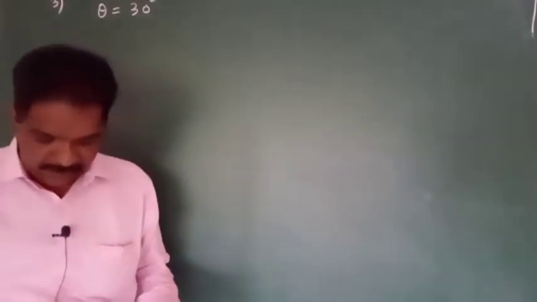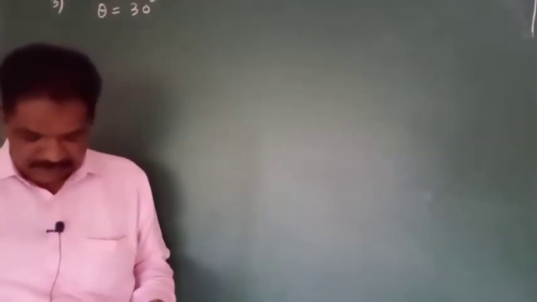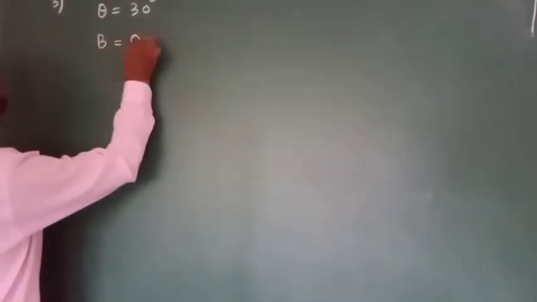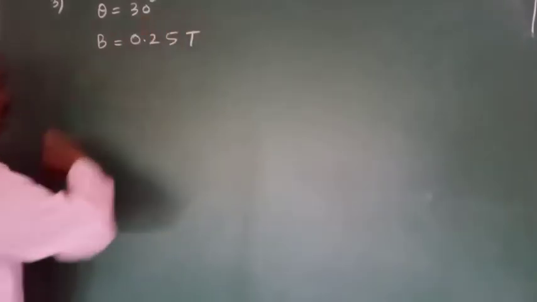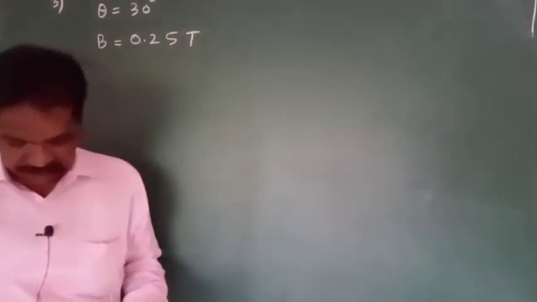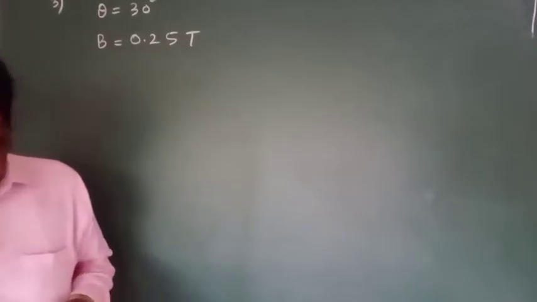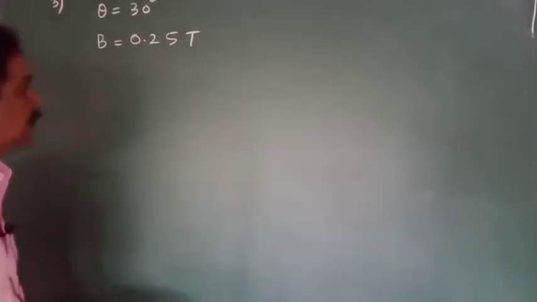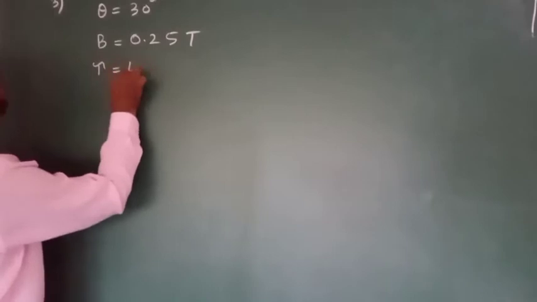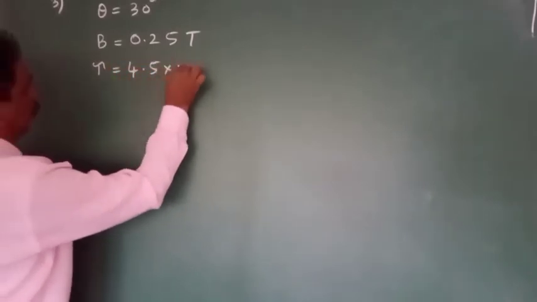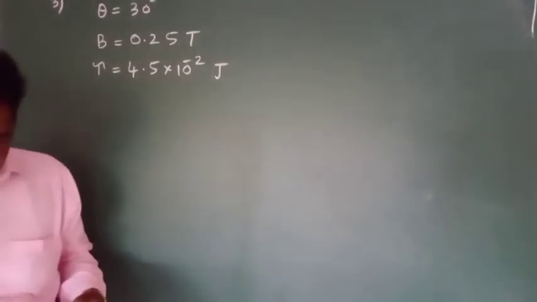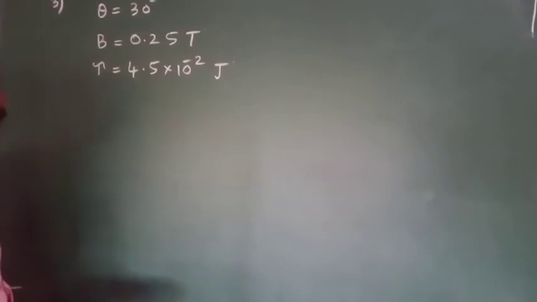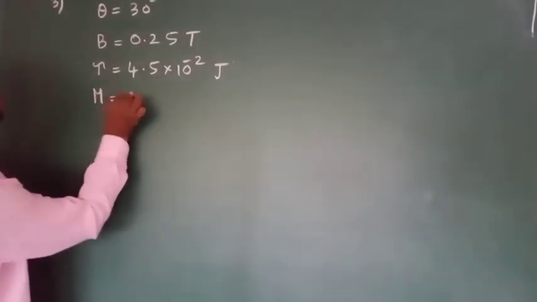Clear? Next, the magnetic field induction they gave is 0.25 Tesla. The B value will be 0.25 Tesla. Next, the torque acting on the magnet will be 4.5 into 10 power minus 2 joules. So the tau value is equal to 4.5 into 10 power minus 2 joules. Then they are asking what is the magnitude of the magnetic moment.